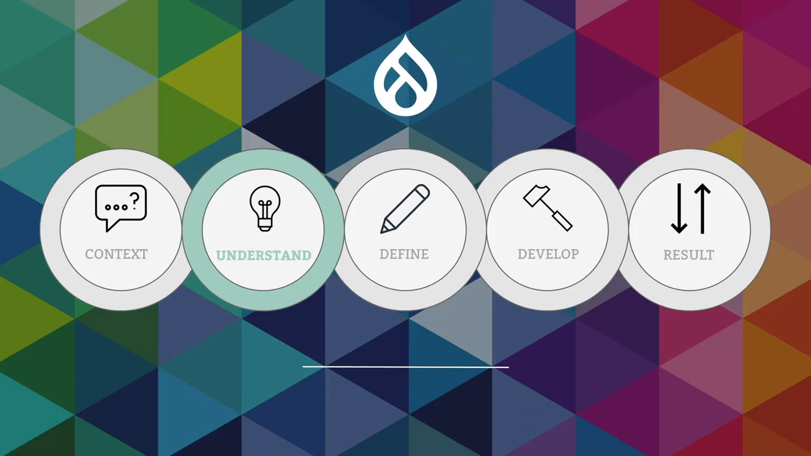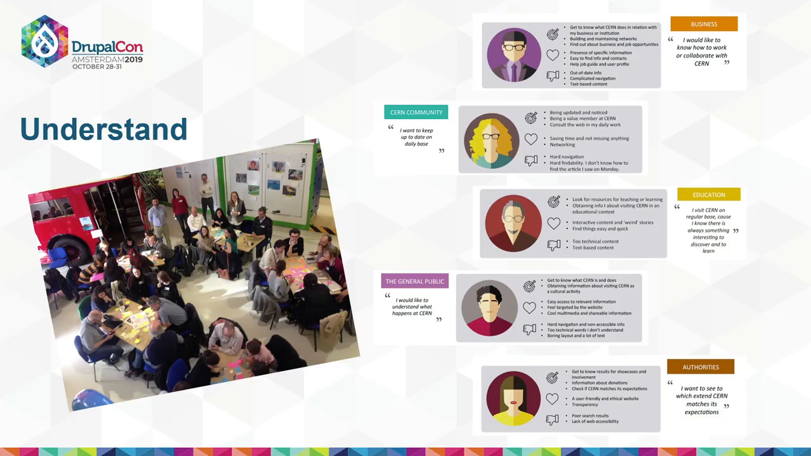Now we're going to review the understanding phase. In order to understand the project, we had two key points. The first one was to define a vision of the platform that responds to the needs and wants of the different users, in this case business, the CERN and education community, general public, and different authorities, in order to develop a distribution that meets the objectives of all the stakeholders.